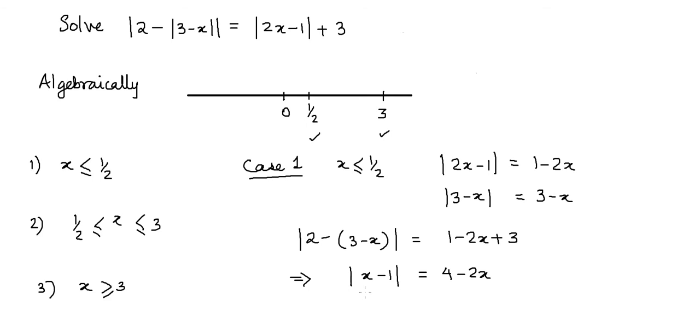Now what is absolute value of x minus 1 when x is less than half? It's going to be 1 minus x, because 1 is greater. Okay, so if we solve this, we get x equal to 3, which is not a solution because it does not lie in our assumed range. Our assumed range was x is less than half, and we get a solution x equal to 3. So therefore in this case, case 1, there is no solution.